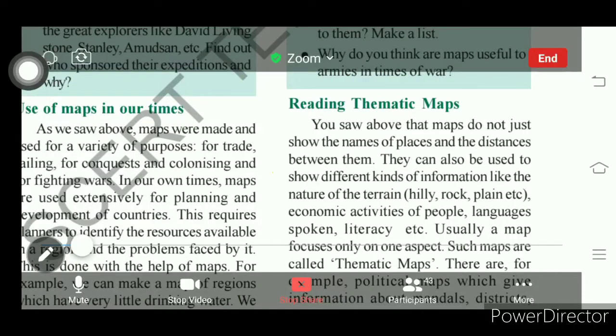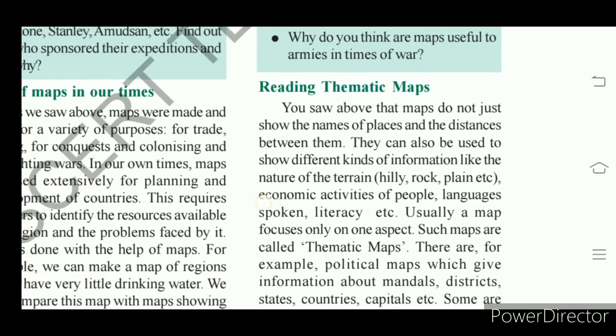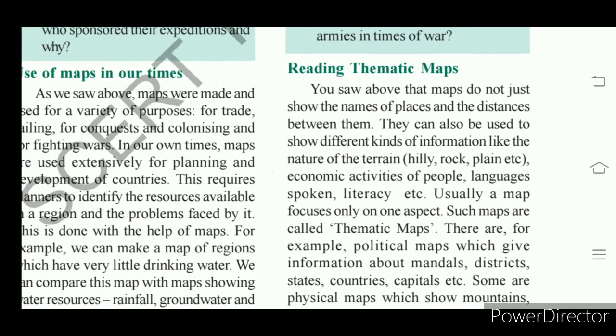Reading thematic maps. Here we should know what is meant by thematic map.